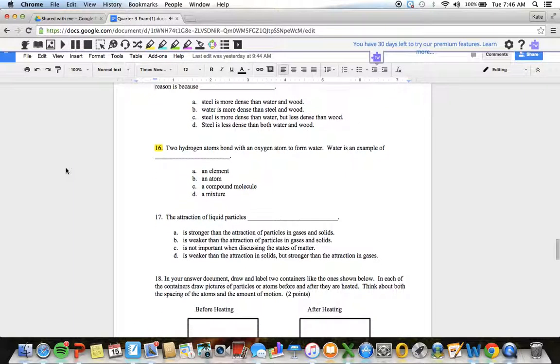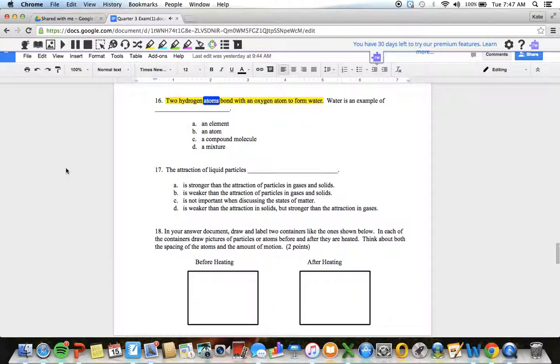16. Two hydrogen atoms bond with an oxygen atom to form water. Water is an example of A. An element. B. An atom. C. A compound molecule. D. A mixture.